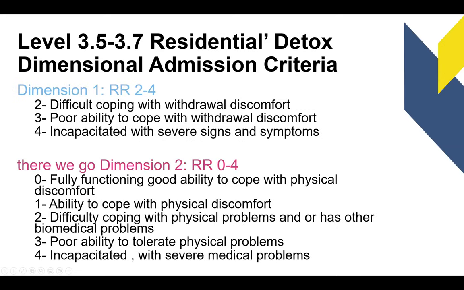And I'm going to get to this slide here. Here's 3.5 to 3.7, so a residential or detox criterion. Again, we can see those risk ratings where it says RR. We're going to see elevations here at these higher levels of care. And it would make sense, right?